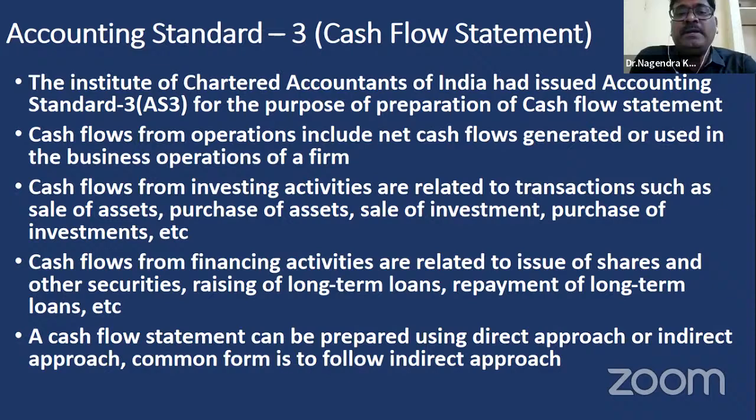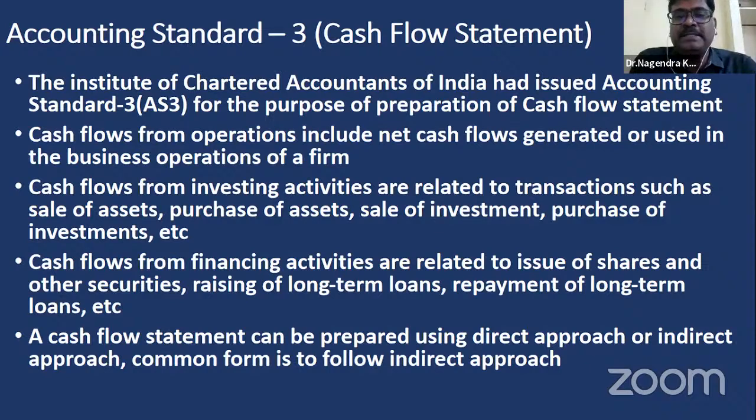So we will not take any differences. We will take what is the actual cash generated from different sources, and we will try to take the difference in the component. Then that component can be added to the net profit. But as far as Indian Accounting Standard 3 is concerned, we have to prepare it using the indirect method.